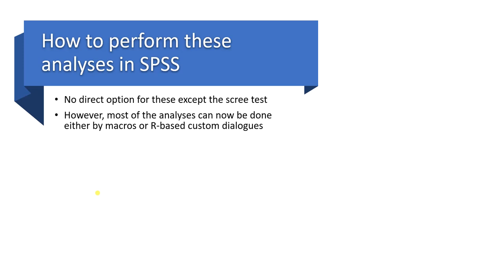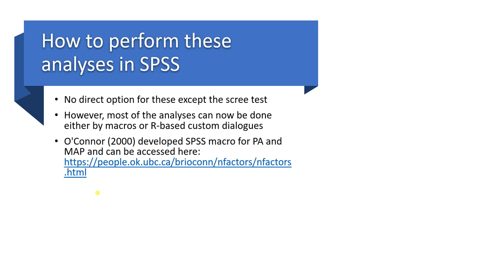For parallel analysis and Velicer's MAP, O'Connor developed an SPSS macro, and this macro can be found on this web link. They have developed it for SAS as well as SPSS, and these two macros, after certain modifications, and those modifications are written in the macro itself, can do the parallel analysis and Velicer's minimum average partial for us in SPSS.